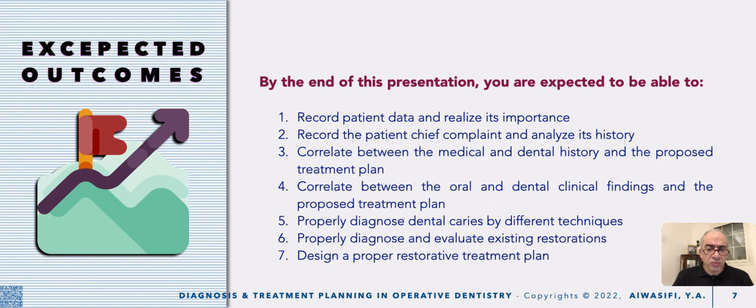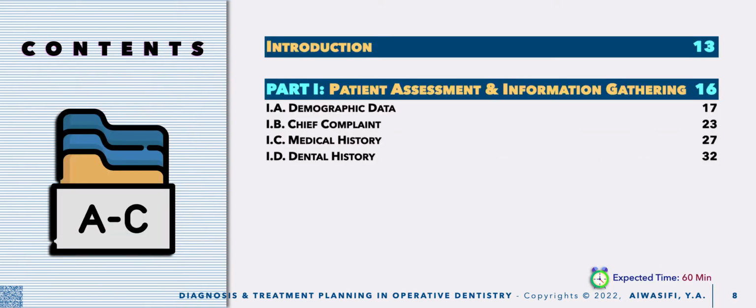In this episode, we will continue our discussion and today correlate between the oral and dental clinical findings and the proposed treatment plan, and we will focus on properly diagnosing dental caries by different techniques. In the previous episode, we already started to discuss part 1, including patient assessment and information gathering in terms of demographic data, chief complaint and its history, medical history, and dental history.